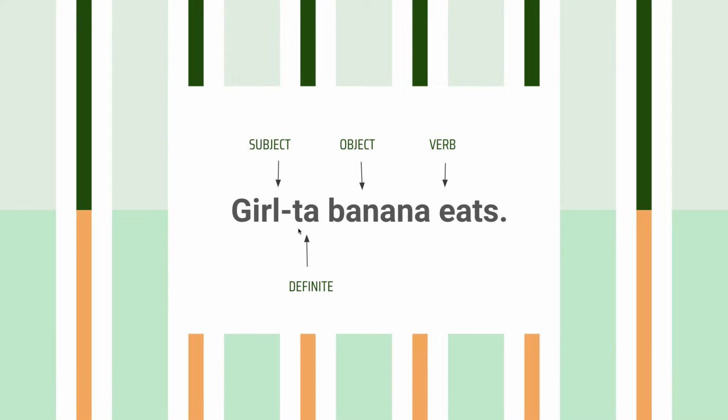So our definite article in Bengali is going to be "ta". You're going to add it at the end of your subject or your object. Here I put it after the subject. That's also a difference because normally in English you'll put it before. Alright.